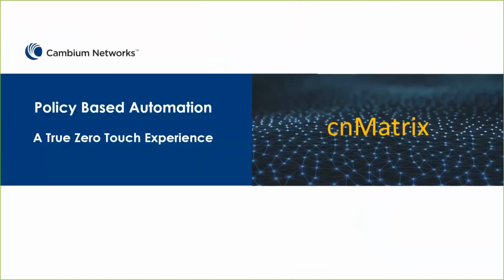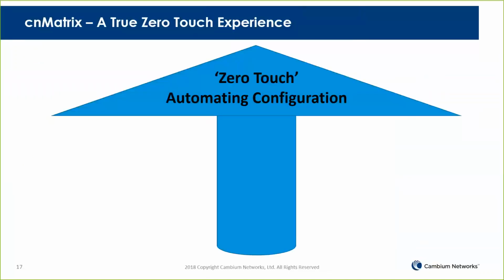So I'm going to do a deep dive here on policy-based automation now, the feature that I've been talking about. It delivers a true zero-touch experience. So zero touch. I keep talking about zero touch, and everyone in the industry uses this term zero touch. But what does it really mean? It means that the switch needs configuration, and how do you automate that configuration?